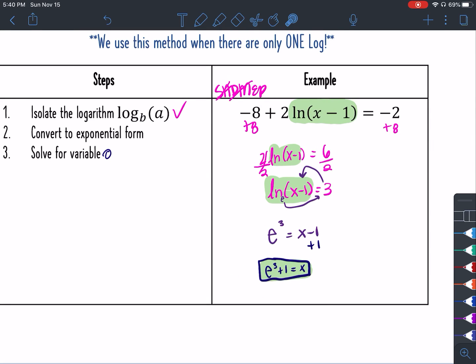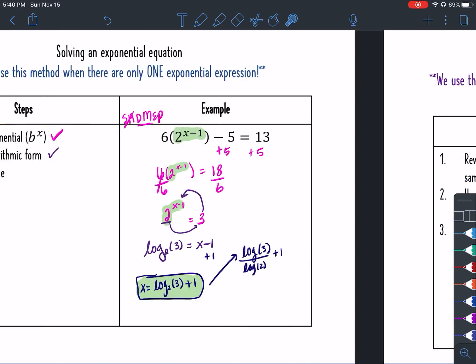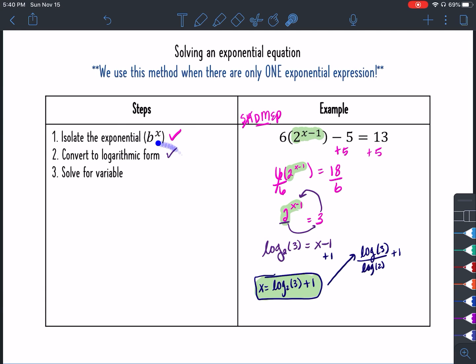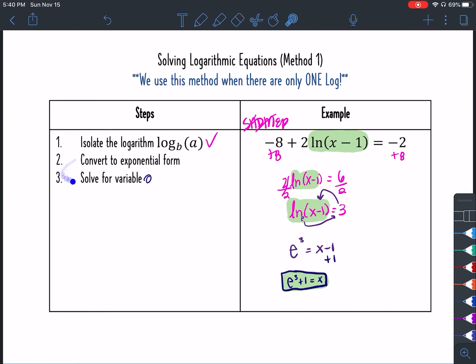Once again, when we get into applications and you need to know what this number represents, then you could use your calculator here to evaluate. But typically, when we're just doing the basic algebra solving, we'll actually leave our answers in terms of e because it's more precise. So you can see hopefully the parallelism of this one to the very first example of isolating, converting, and then solving for the variable.